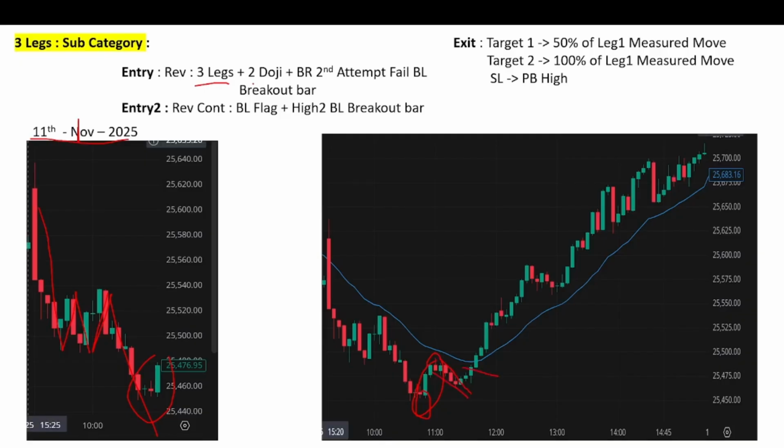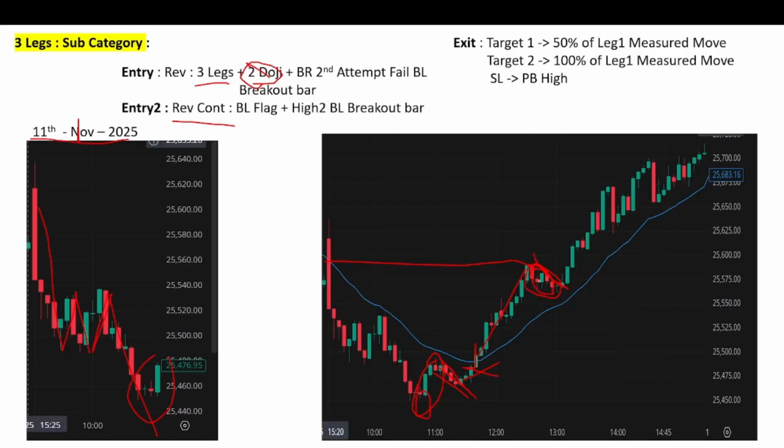So forget about this. I had given this entry only here, which is 3 legs and bears failed the second attempt to go lower, and bull breakout bar. You can enter here. And the second entry here is reversal only, reversal continuation until here. If you had exited at this point thinking you are open to make the broad double top or second leg test or just 3 or 4 bear bars, you can enter again.